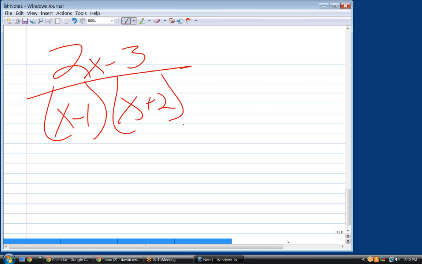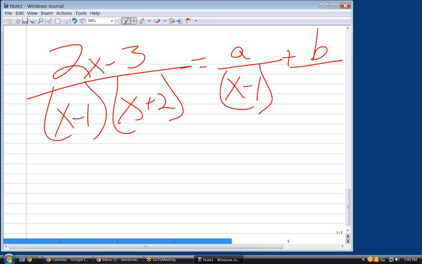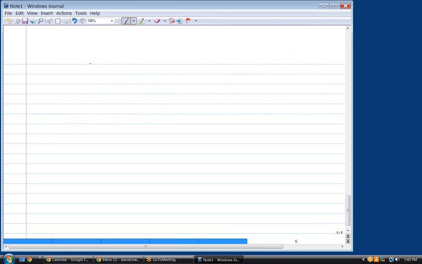If I wanted to decompose this partial fraction, I know that it is something over x minus 1 plus something over x plus 2. In other words, you have to kind of think backwards. If I had this situation, in fact, let's do this.